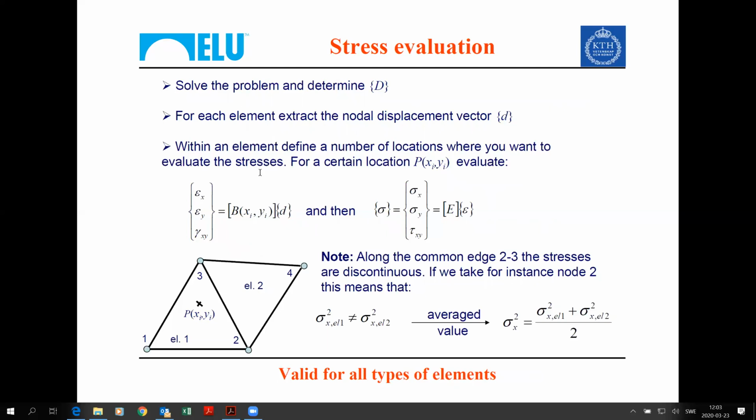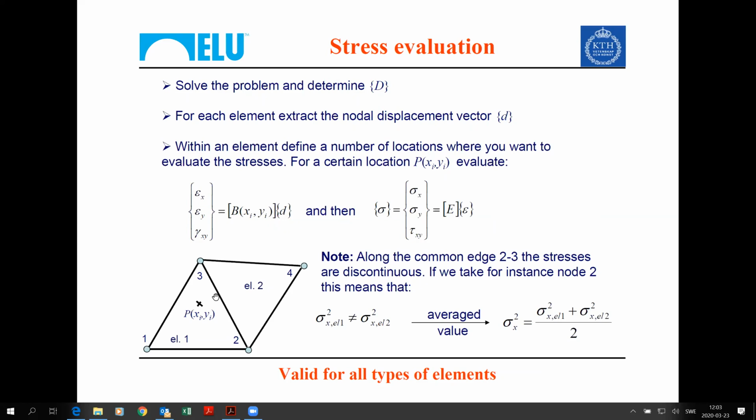Within the element, we define a number of locations where we want to evaluate the stresses. And for a certain location, we will compute the B matrix at that particular location, x, y, say at the centroid of the element. Multiply it with a vector of nodal displacement and get our epsilon x, epsilon y and gamma xy. We then multiply this by the elasticity matrix and get sigma x, sigma y, and tau xy.